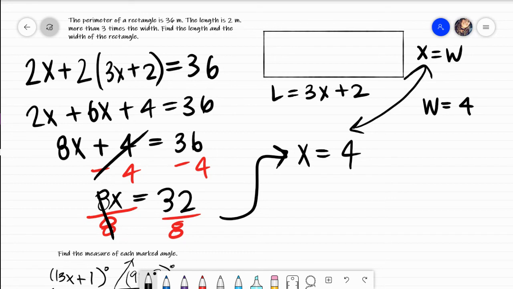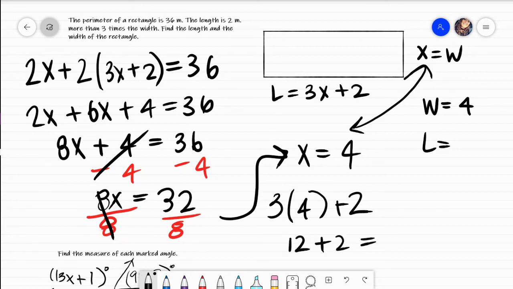Okay, for my length, I actually need to plug this 4 into that expression. So I do 3 times 4 plus 2. 3 times 4 is 12. Signs are the same, so it's positive. Add 2. Those signs are also the same, so I add and keep. I get 14. So the width is 4. The length is 14.